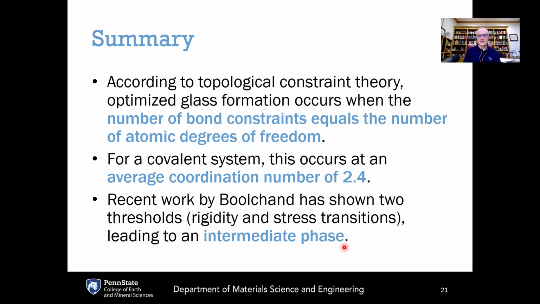All right, so to summarize the topological constraint theory of glass formation, the optimized glass formation occurs where the number of bond constraints is equal to the number of atomic degrees of freedom. For a covalent system where we have both rigid bond distances and rigid bond angles, this occurs with an average coordination number of 2.4. And using that, we can then calculate what those chemistries would be that satisfy the average coordination number of 2.4 and therefore give us the optimized glass formation. However, more recent work has extended the theory, such as the work of Boolchand, showing two thresholds, a rigidity transition and a stress transition, which leads to this intermediate phase.